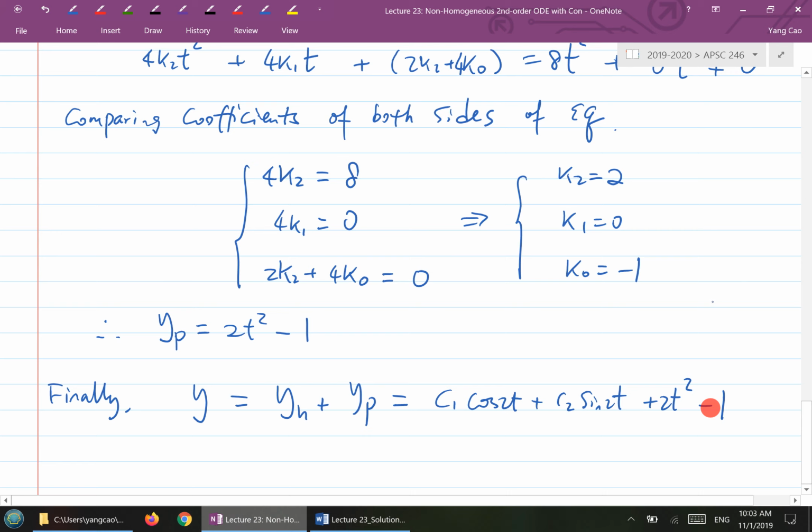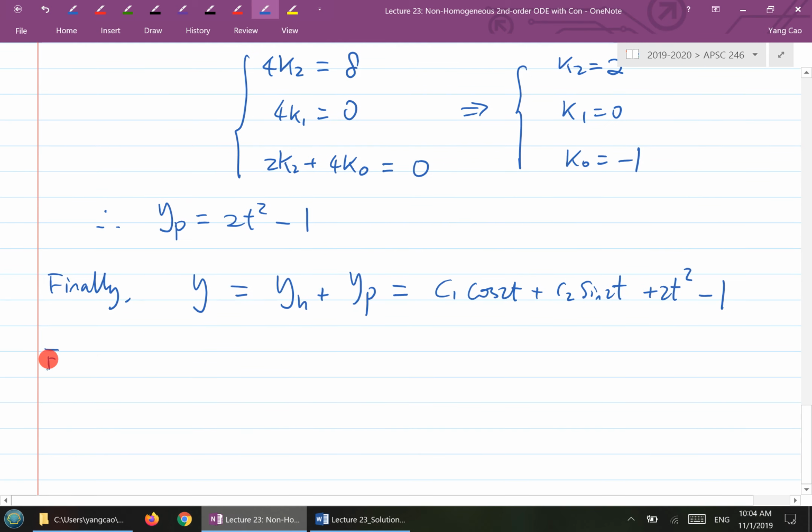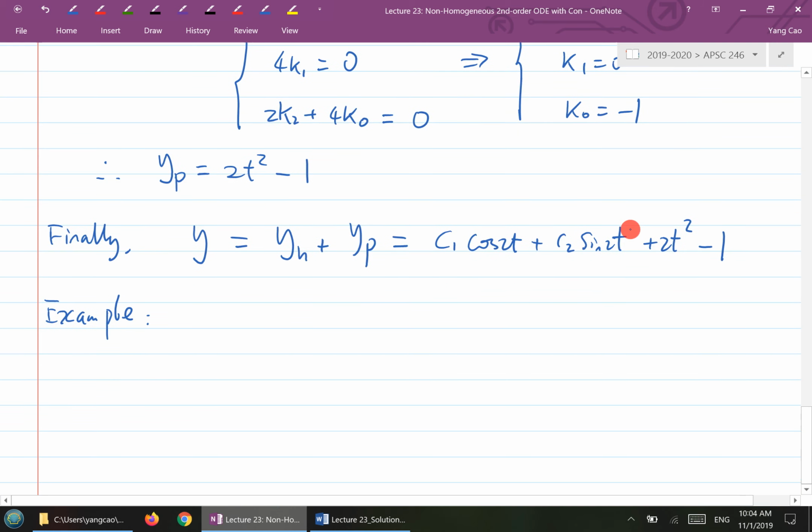Okay. Let me show you another example. Yeah, this is all about different cases. Once you get comfortable with the different cases, then you will be fine. So let's take a look at this example here. y double prime minus 3y prime plus 2y equal to e to the power of t.